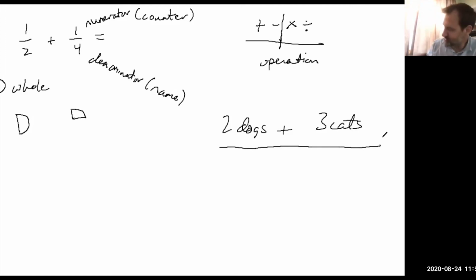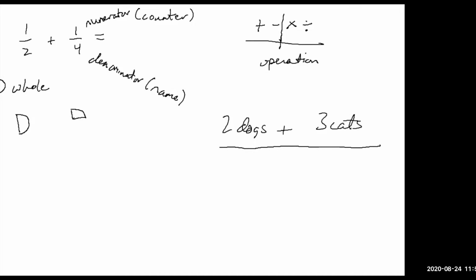What's 2 dogs plus 3 cats? That's a hard one, huh? A big animal fight? A disaster? Well, I've got 5 something, right? Yeah. 5 what? Five animals. 5 animals, 5 pets, right?